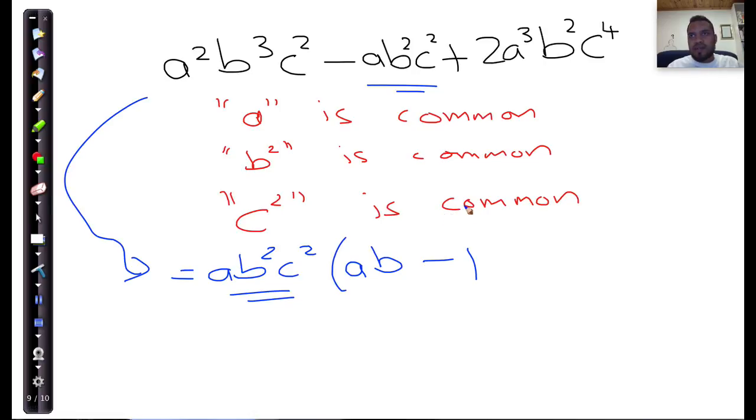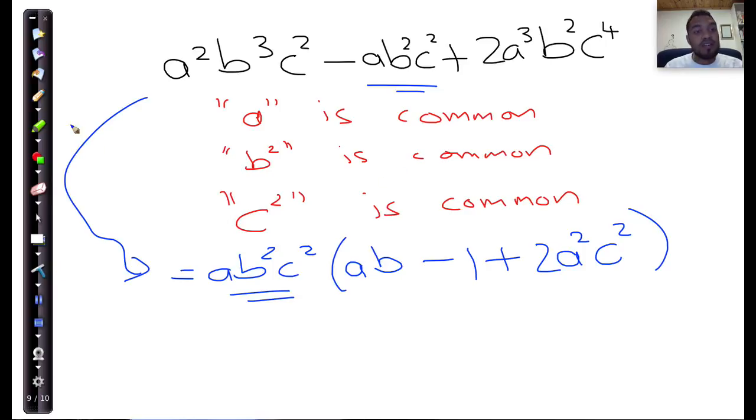Then finally, let's look at the last one. This invisible 1, which is positive, times what will give me a positive? The answer is positive. And 1 times what will give me 2? The answer is 2. And I've got a, I need a cubed, so I need to add another a squared. I've got b squared, and b squared is already there, so that's fine. And then I have c squared. How do I get c to the power of 4? I multiply by c to the power of 2. And the reason is 2 plus 2 gives me 4. And 2 plus 1 gives me the 3. And that's how you see it.